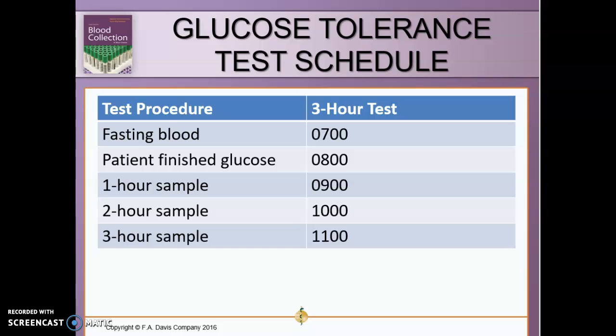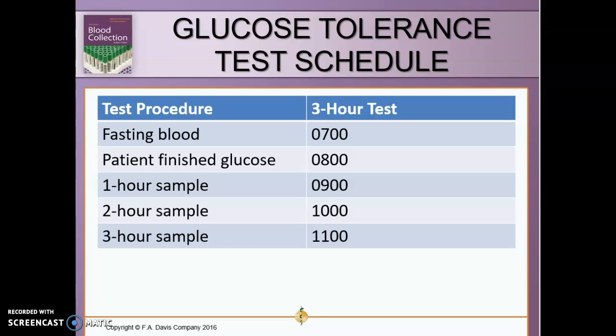So, knowing the timing, what is very important is that from the time that you start this oral glucose tolerance test, you're going to give the patient a solution to drink. They have 5 minutes to drink this solution. Not longer than 5 minutes. From the time they start that solution, they have 5 minutes to get it down.